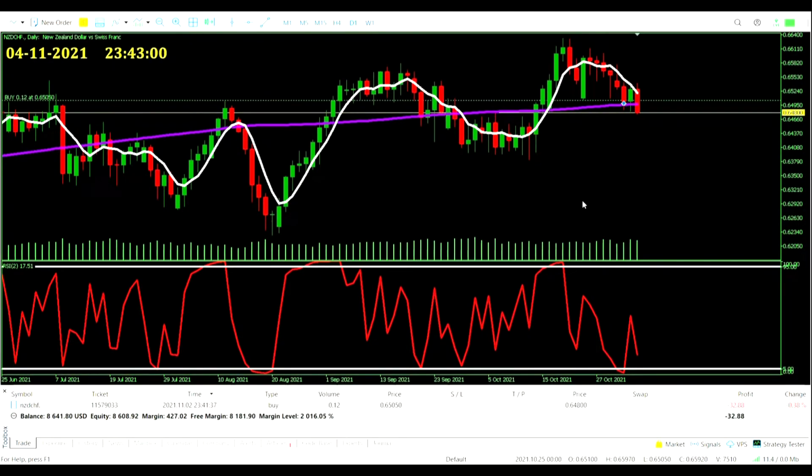And this New Zealand Swiss franc pair is now getting away from us. We've seen a red day, a big red day. We were so close to getting a close above the moving average and taking some profit. But now we are $32.88 down, and the 5-period average is approaching our entry price. We need some green days.